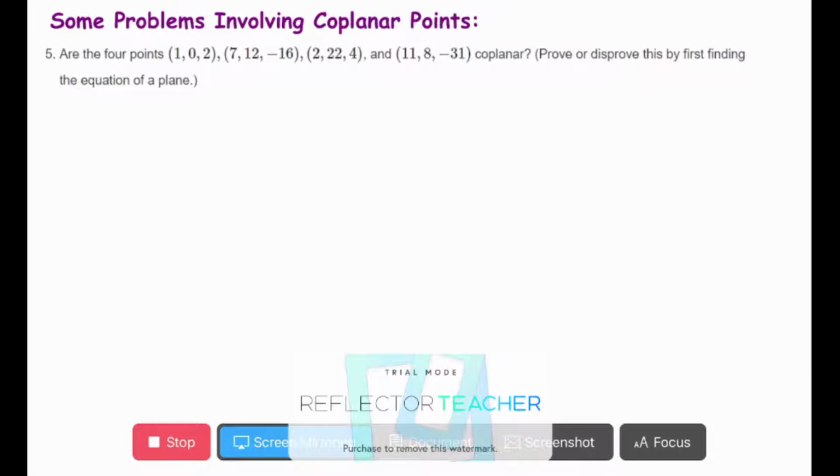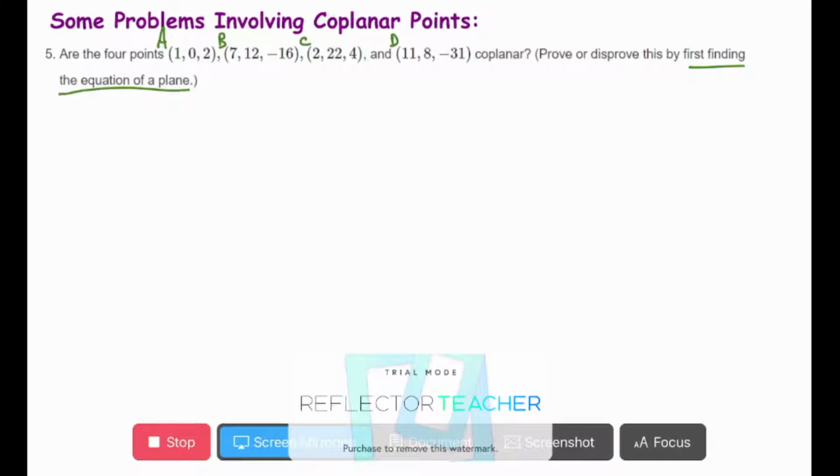Are the 4 points, and we're going to label these as we go, so we're going to have point A, 1, 0, 2, and point B, and point C, and point D. I'm not going to read all those out. You can see them for yourself. Are they coplanar? Prove or disprove this by first finding the equation of a plane. So we're going to use 3 points. We know any 3 non-collinear points are coplanar.